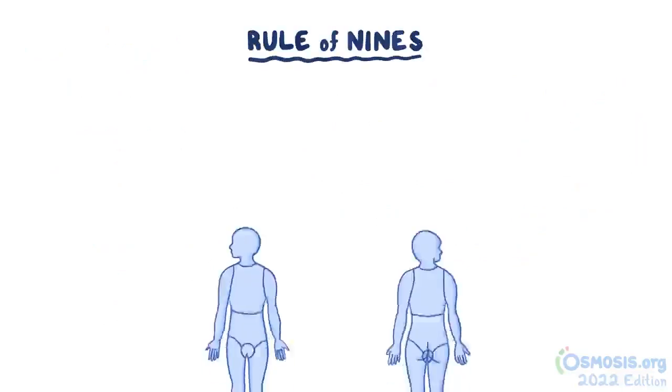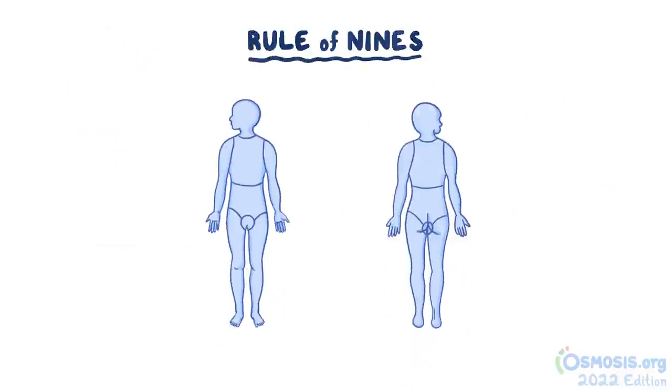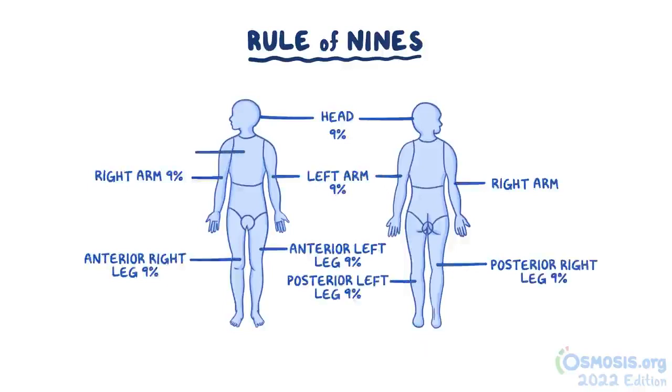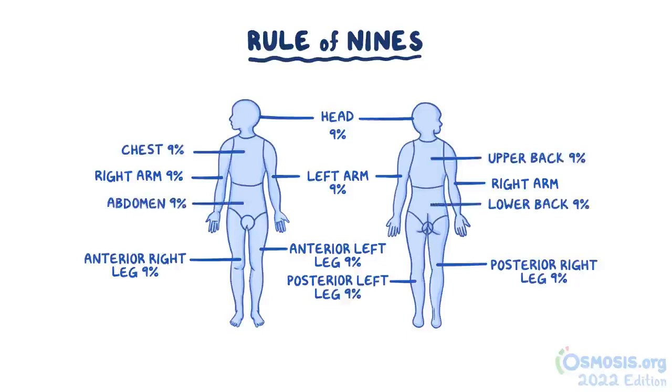This method divides the body into 11 areas, each equal to 9%. The head is 9, each arm is 9, each leg is 18, that's 9 for the anterior aspect and 9 for the posterior aspect. The chest, abdomen, upper back, and lower back each represent 9%. 9 times 11 is 99, so that last 1% is the perineum.